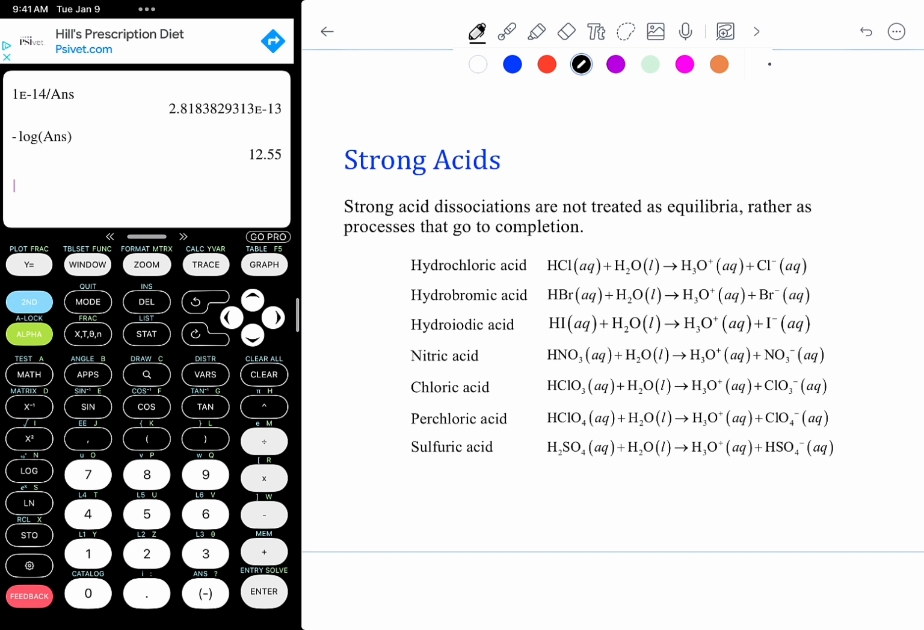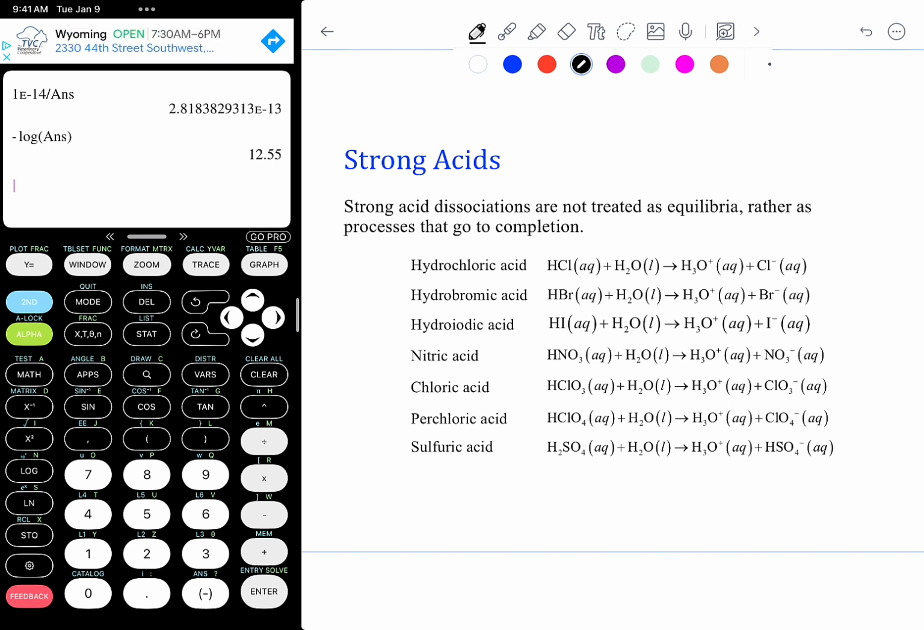It is not an equilibrium. It does not have anything to do with equilibrium. We don't need to do any ICE tables or anything like that. It is going from the acid straight into the ions. So we have hydrochloric acid, hydrobromic acid, hydroiodic acid. Then we have nitric acid, chloric acid, perchloric acid, and sulfuric acid.